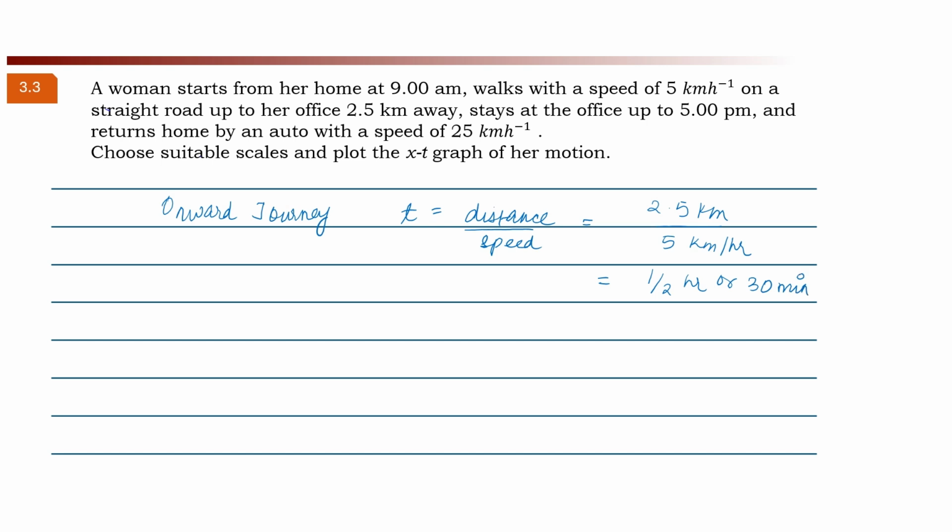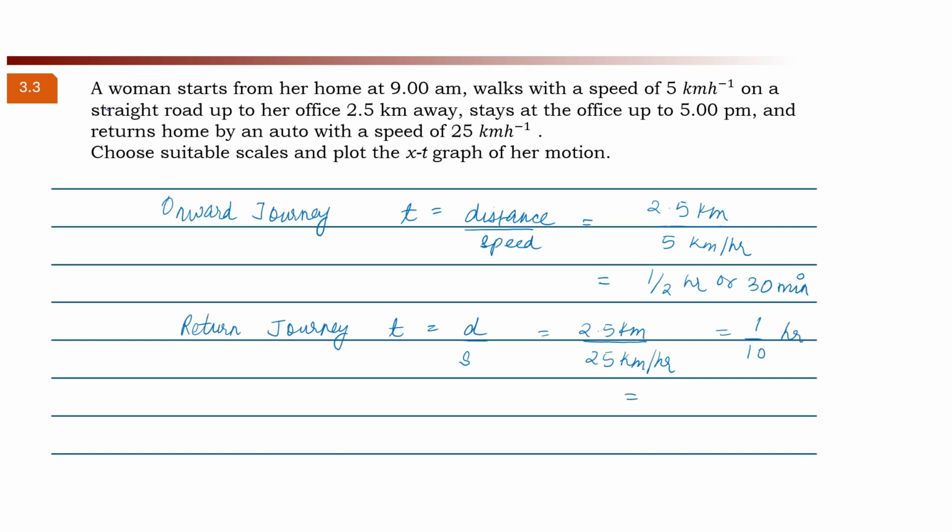That is 0.5 hour. Now, on the return journey, the time taken will be, distance is 2.5 kilometers, still the same, and the speed or the velocity of the auto in this case, which runs faster than walking, will be 25 kilometers per hour, and that is equal to 1 by 10th of an hour, and this is equal to 0.1 hour, or 6 minutes.